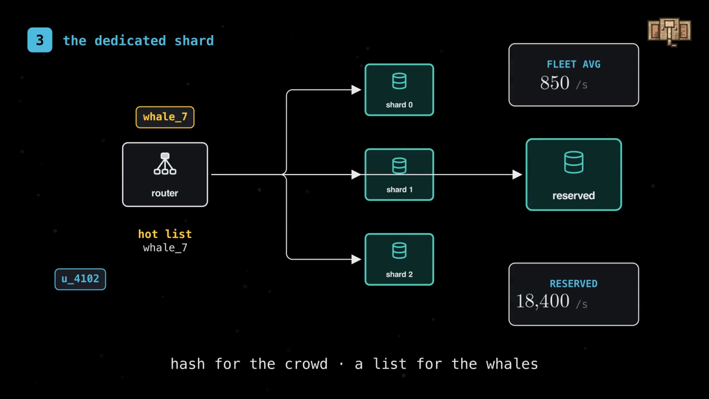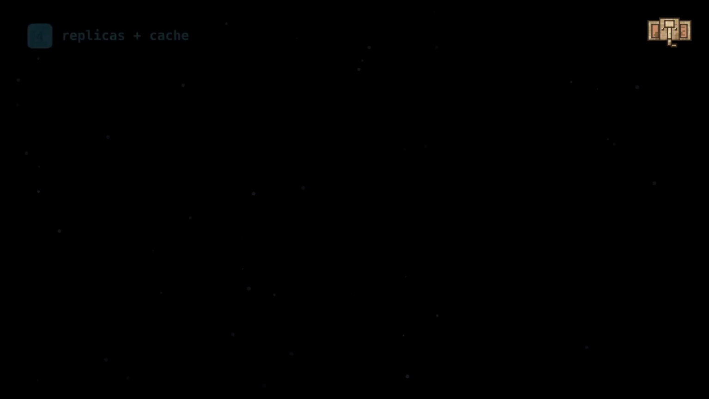And notice what we just built. It is the composition from earlier. Hash for the crowd, a directory for the exceptions. That is the standard production shape. Rung 4 is for a different kind of heat entirely. Everything so far was write heat.